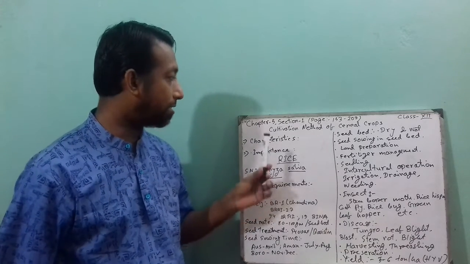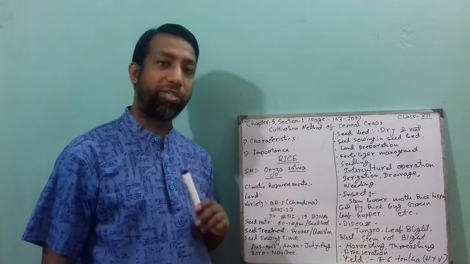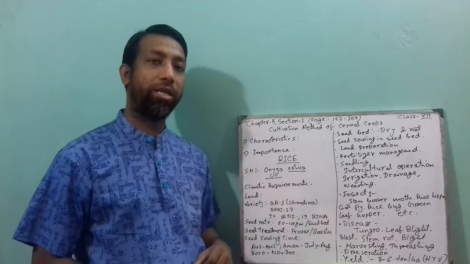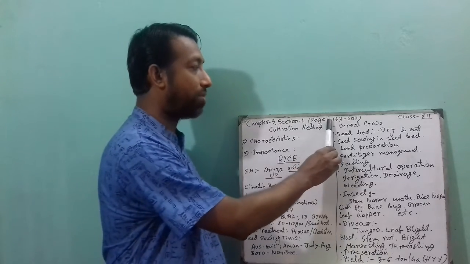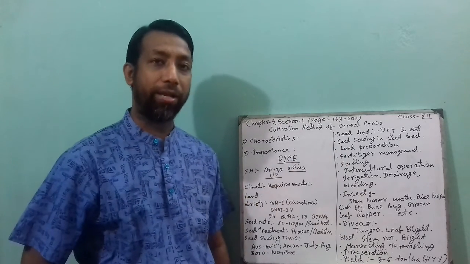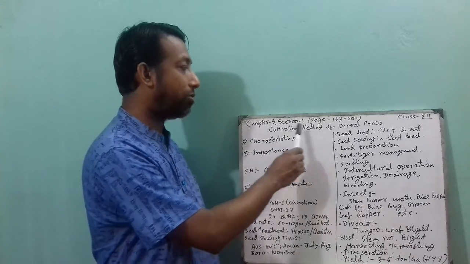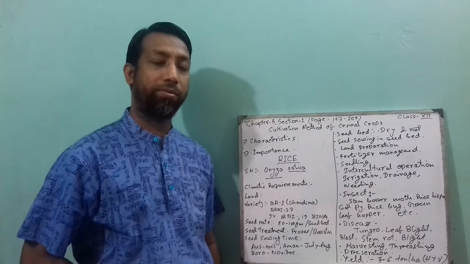Today I will discuss again first paper, chapter 5, section 1, which you can find in your textbook, page number 153 to 209. Today's topic is cultivation method of cereal crops.